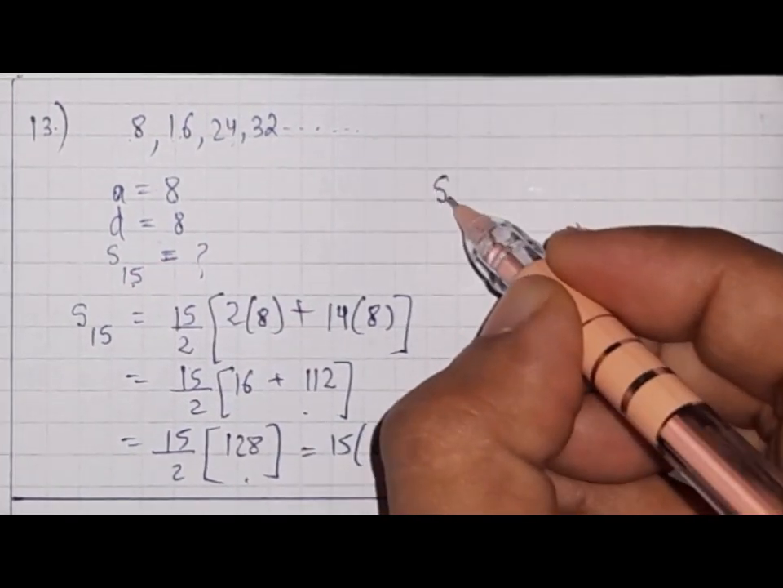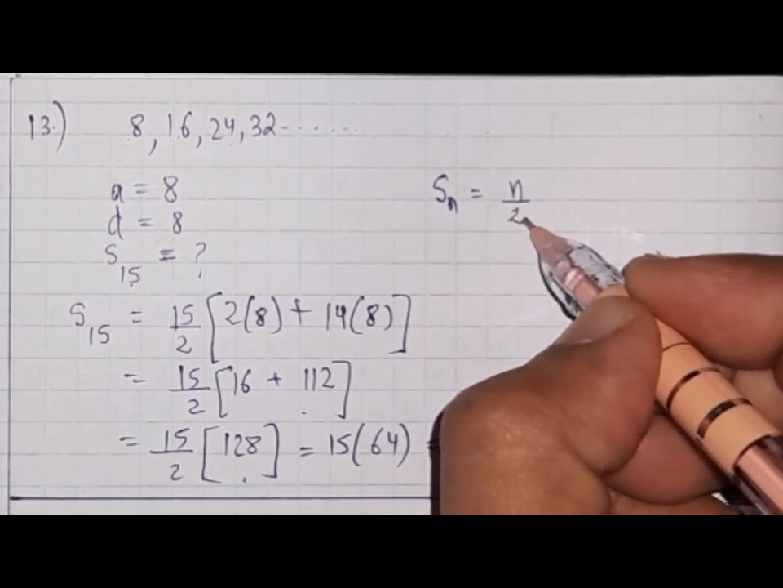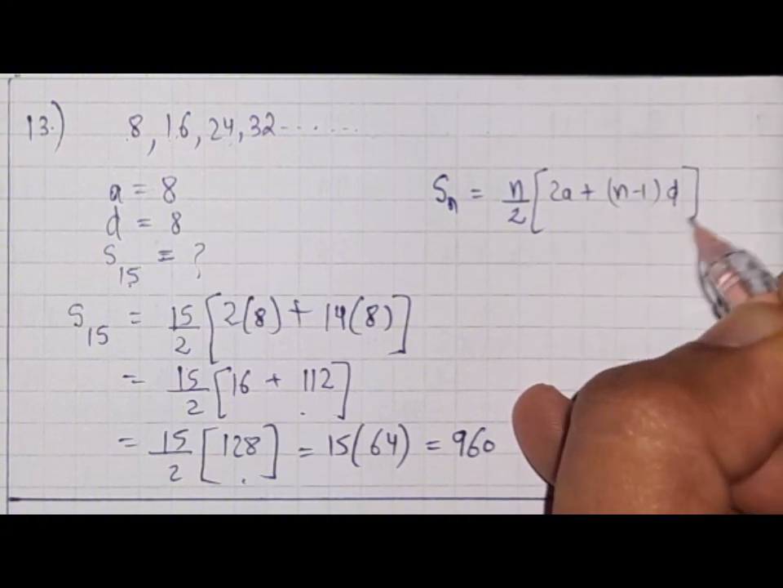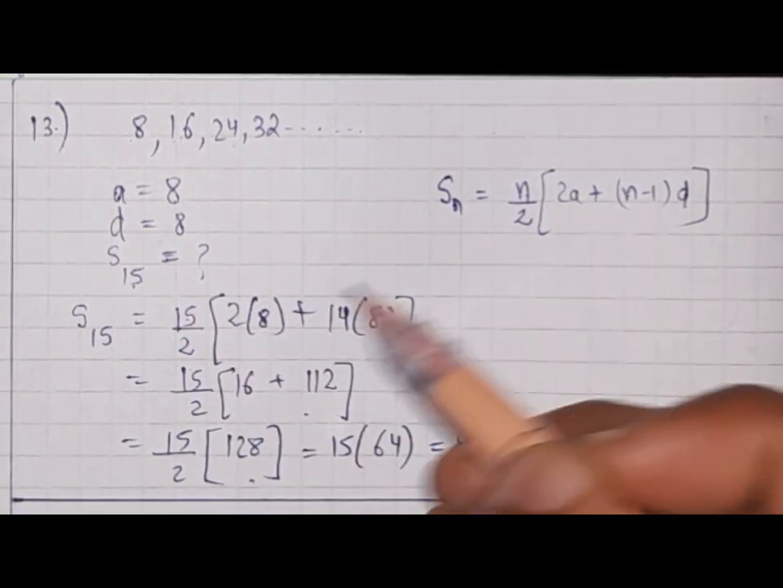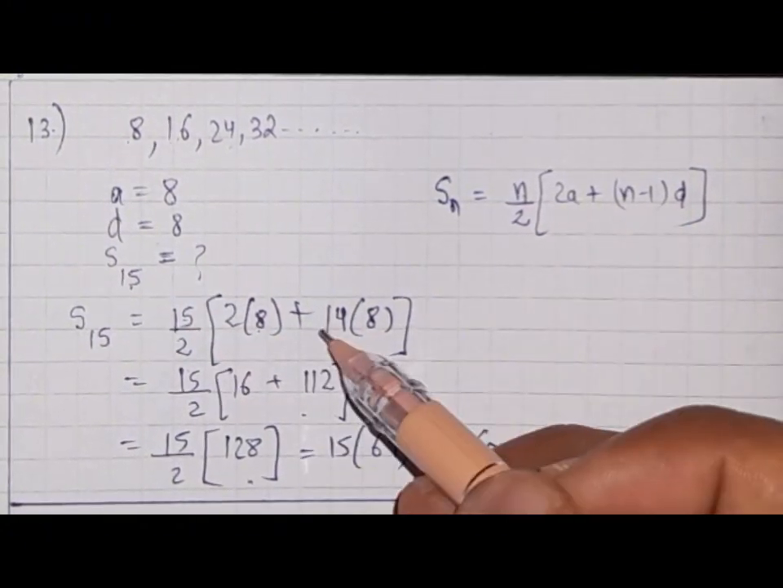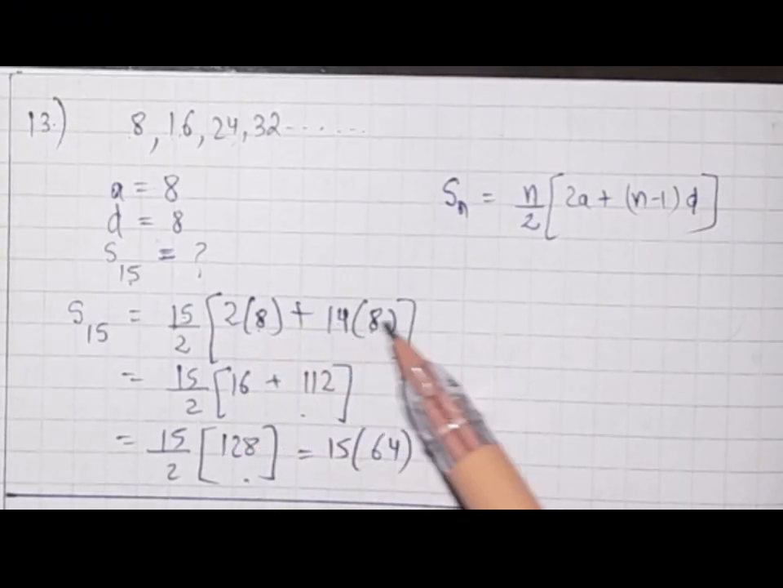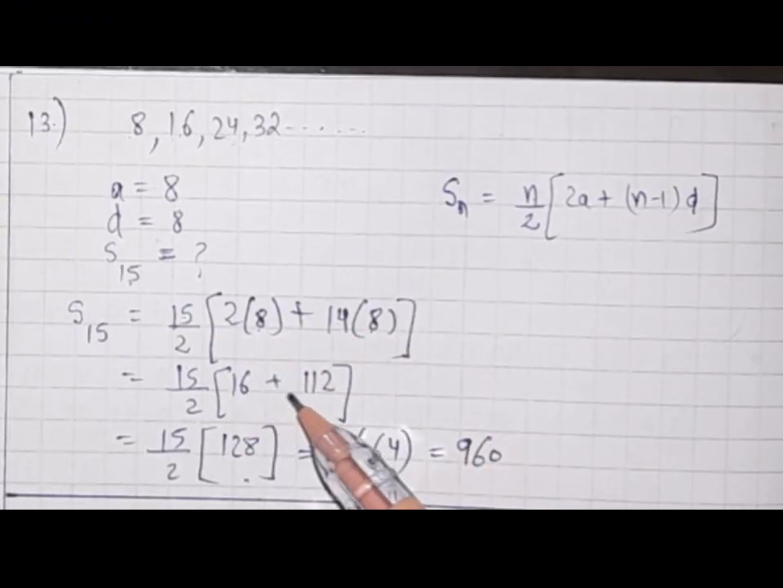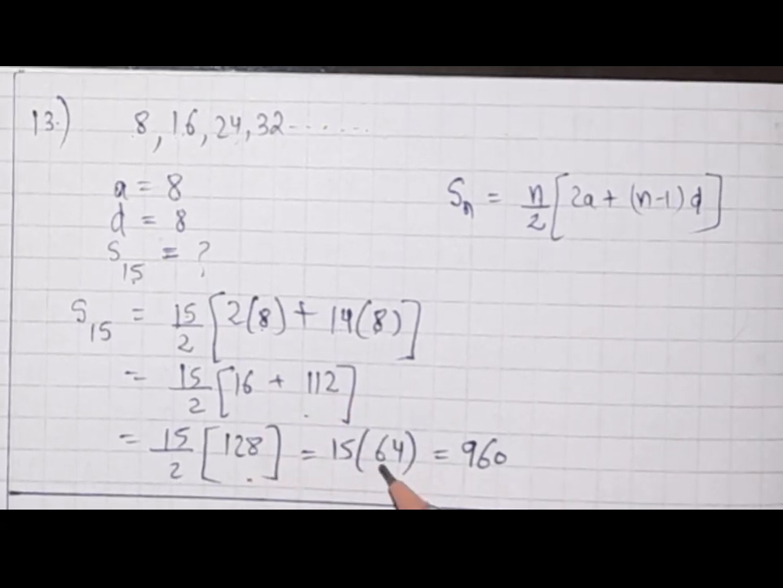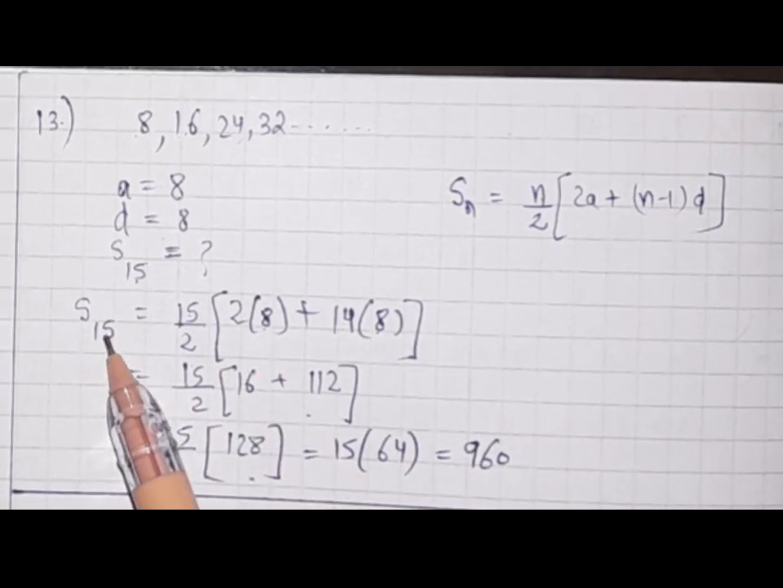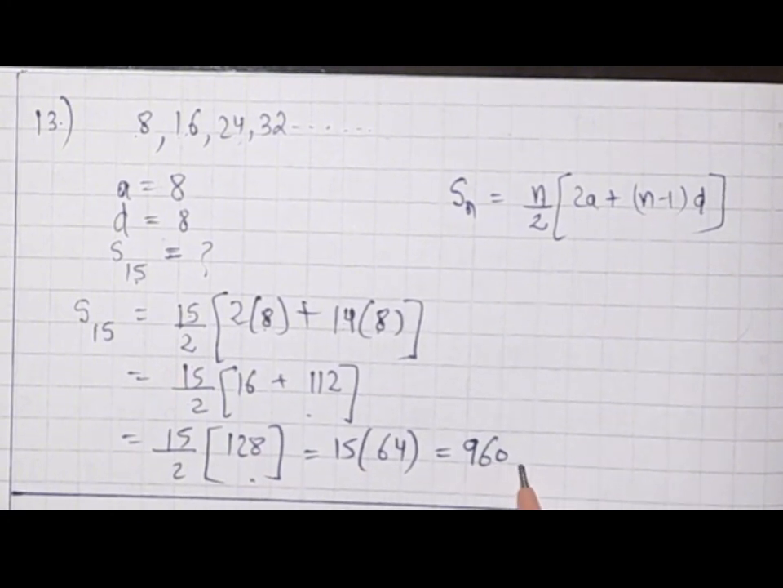Since we know that the sum of n terms of an AP is n upon 2 into 2a plus n minus 1 into d. Here n is 15, a equals 8, 15 minus 1 equals 14 and d also equals 8. 2 into 8 equals 16, 14 into 8 is 112, 16 plus 112 equals 128. 128 upon 2 equals 64, and 15 into 64 is 960. So the sum of the first 15 multiples of 8 is 960.